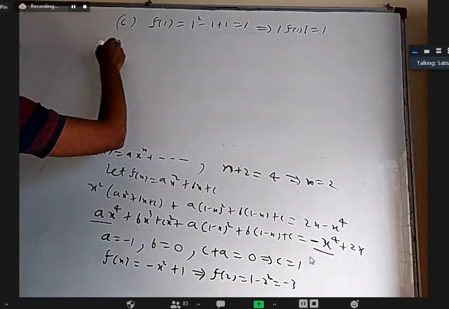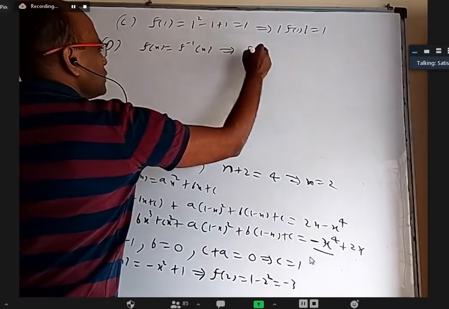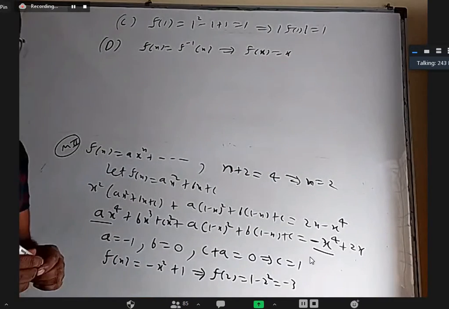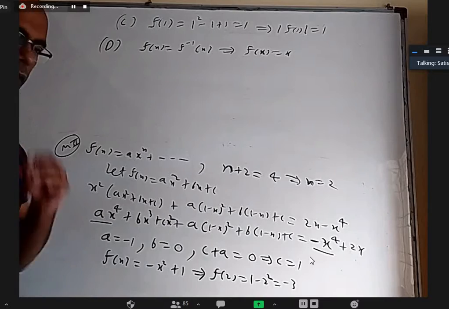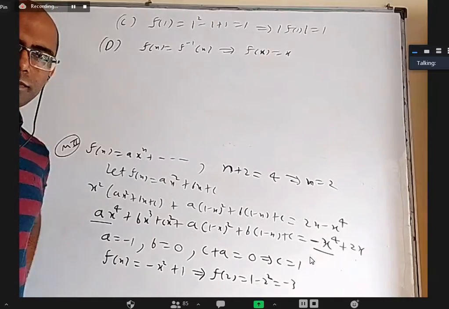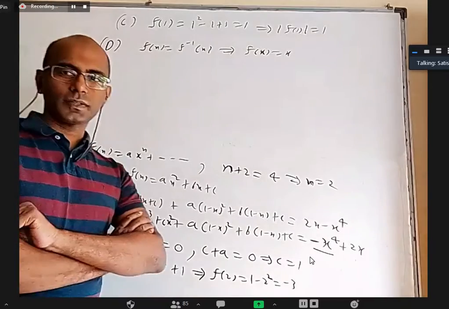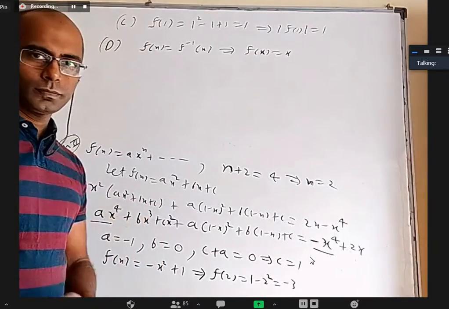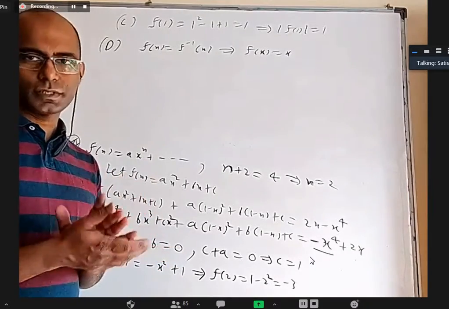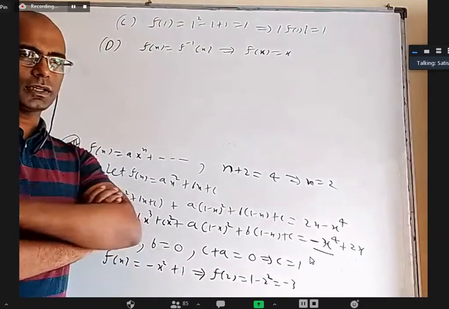D bit. F of x is equal to f inverse x. From this, can I conclude f of x must be equal to x then? Even function. You are saying even. Why? F and f inverse are equal and even function. What is the connection? Even function definition is f of minus x equal to f of x, not inverse function. In the even function, the graph is symmetrical about y-axis, whereas in inverse function, the graph is symmetrical about y equal to x. I don't think they have any direct connection there.